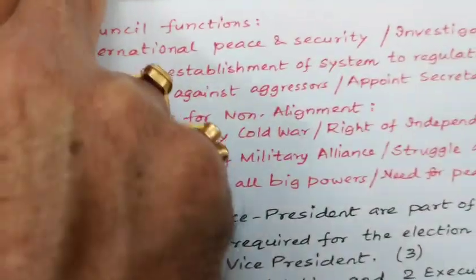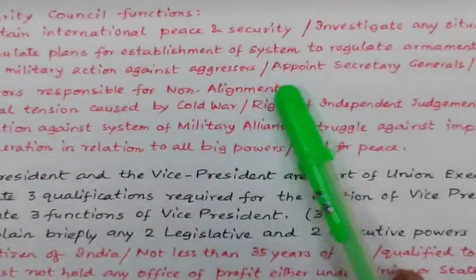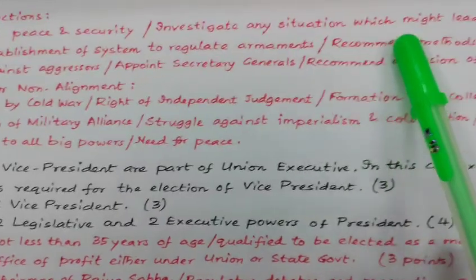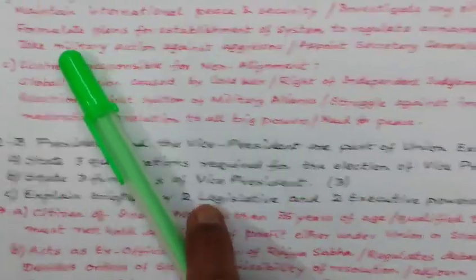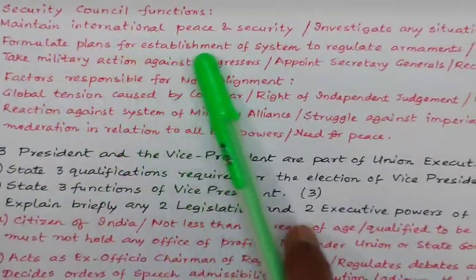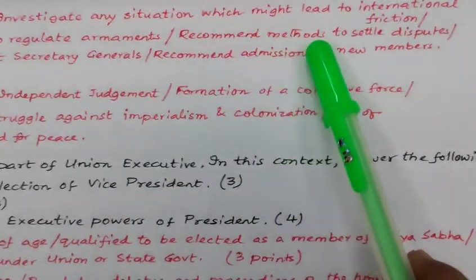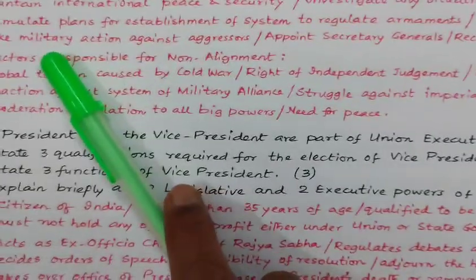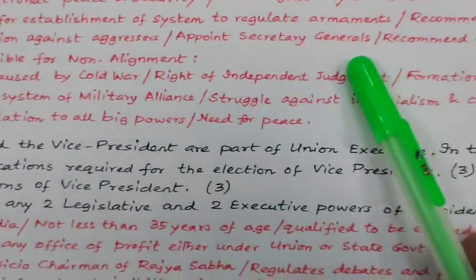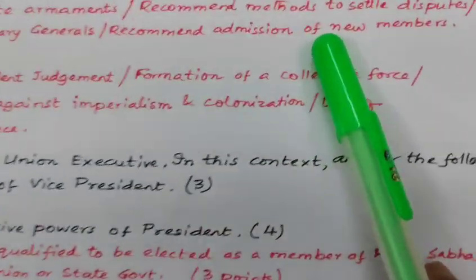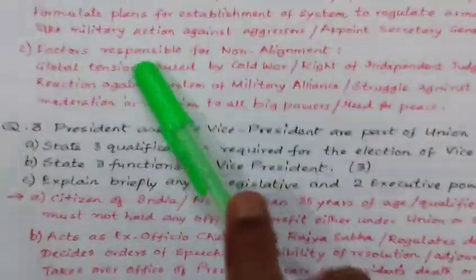The answers for B are these. The Security Council functions: maintain international peace and security, or investigate any situation which might lead to international friction, or formulate plans for the establishment of a system to regulate armaments, or recommend methods to settle disputes, or take military action against aggressors, or appoint the Secretary General, or recommend admission of new members. You have to write any 3 of them.